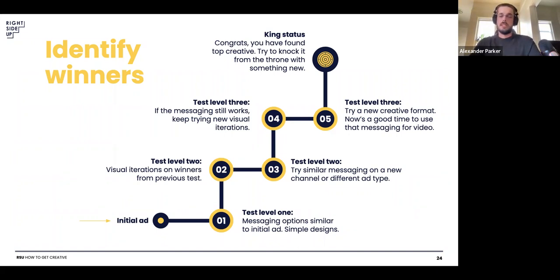Like level 3, if the messaging is still working, keep trying new visual iterations, keep trying new approaches, and then keep trying new formats. At this point is probably a good time to try video to see if you get any more leverage from there. And then hopefully you've found a new winning king creative that kills the previous Caesar, Et tu Brute. Congrats. And then you start the whole process over again, trying to find something that will knock that new king off. Other times, you might have a king ad that just starts to fatigue over time, as happens with algorithms. So you want to have this process happening before that happens, and always have stuff ready to go.